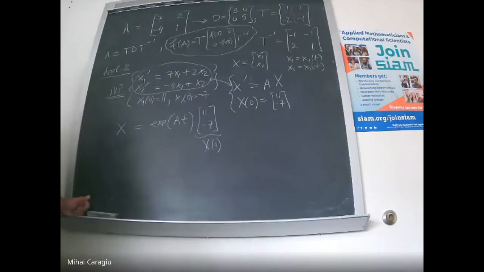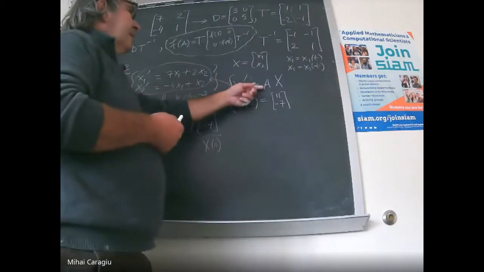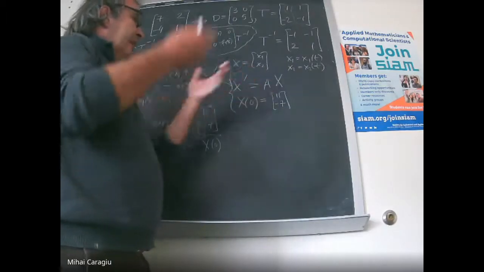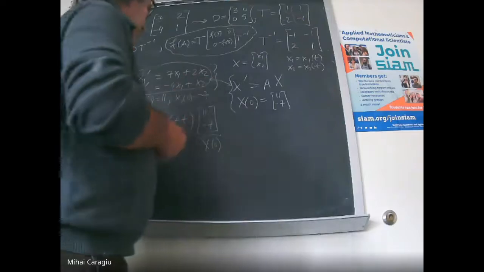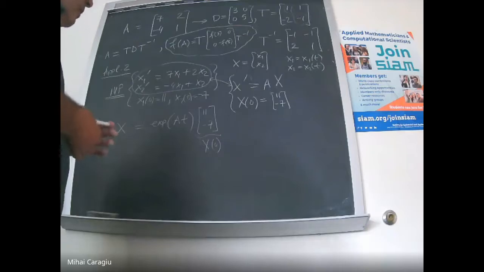This is a very general principle. To solve a system of linear differential equations in vector form, where x prime is an n by 1 vector, equal to an n by n matrix times x, again n by 1, the solution is the exponential of at times the vector of initial conditions.